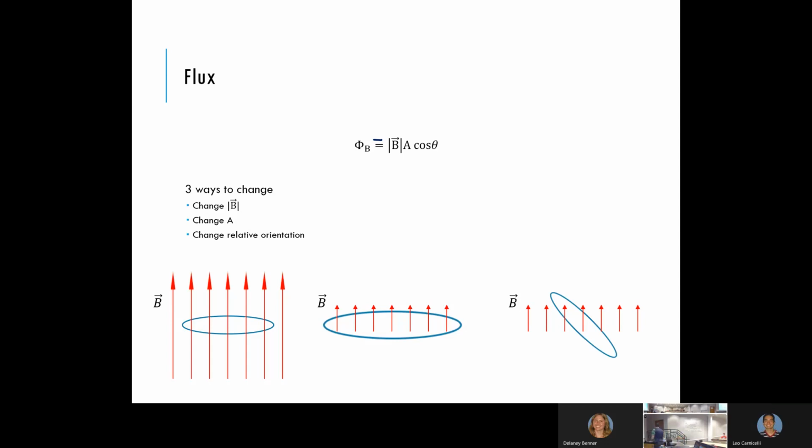So there's three ways that we can change the flux. We can change the strength of the magnetic field, we can change the area of the loop, or we could change the relative orientation between the area and the magnetic field. So going back to the falling magnet, for example, which of those three am I actually changing as I let go of this magnet?